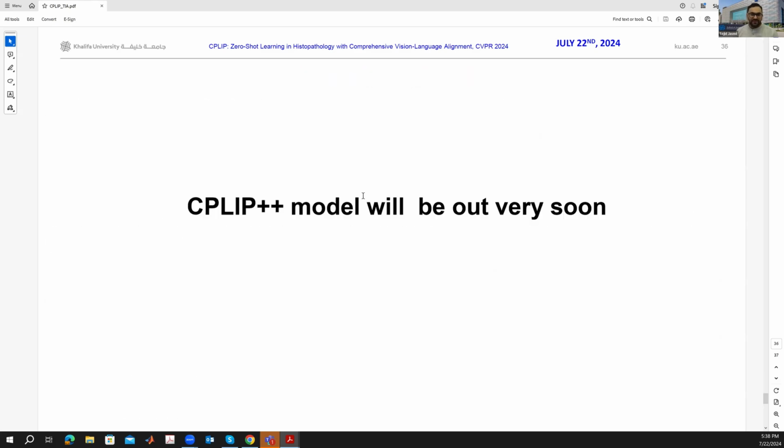But I can explain here what we are going to add in the CPLIP ++. We are getting textual descriptions from a stronger model, such as PathChat. As well as, we are trying to extend it for fine tuning or linear probing kind of results. On top of that, we have trained the CPLIP ++ model on a very large scale data, which is a TCGA data set, and we have utilized almost 60 to 70,000 slides. Fantastic. Yeah. And this will be out in about 2 weeks.